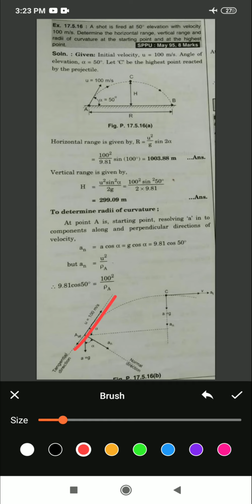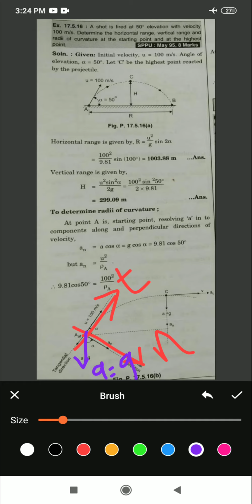Therefore, this defined tangential velocity is along the tangential axis. To this tangential axis, if we draw a perpendicular, then that perpendicular is called the normal axis. Now, at point A, you can see that a particle is accelerated under the action of gravitational force. Therefore, the acceleration in this case is equal to g.